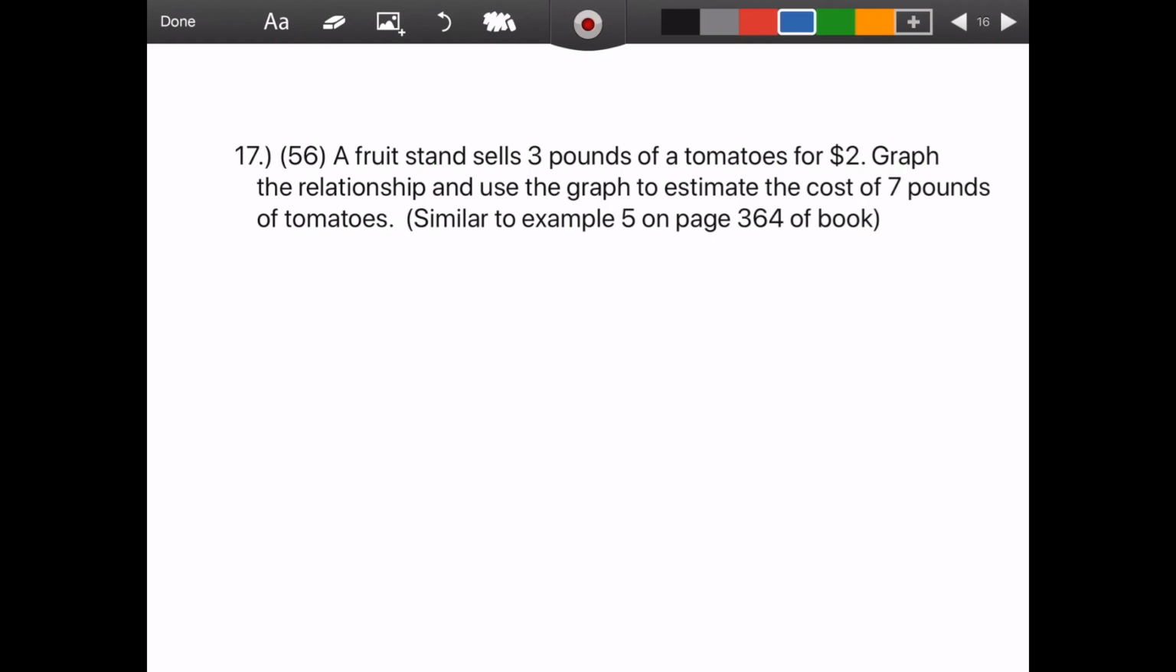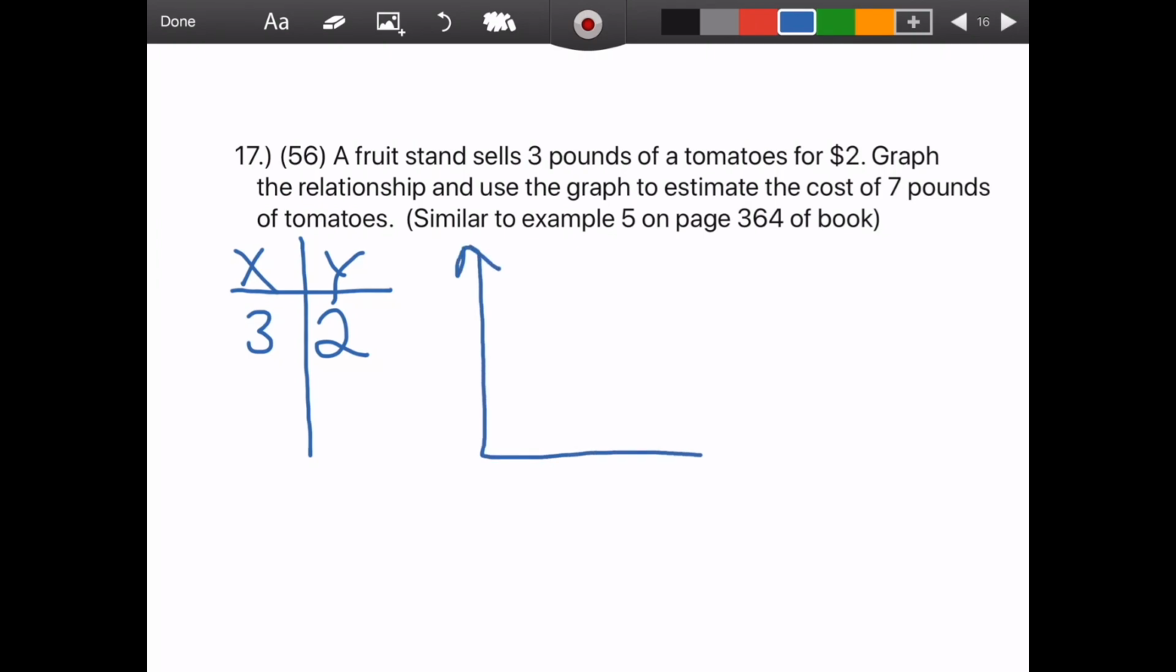Graph the relationship and use the graph to estimate the cost of 7 pounds of tomatoes. So we have 3 pounds of tomatoes is $2. So we have our X and Y chart. And we know 3 pounds is $2. So if I were to graph this, this would be our pounds, and then our cost over here, and our X and Y.